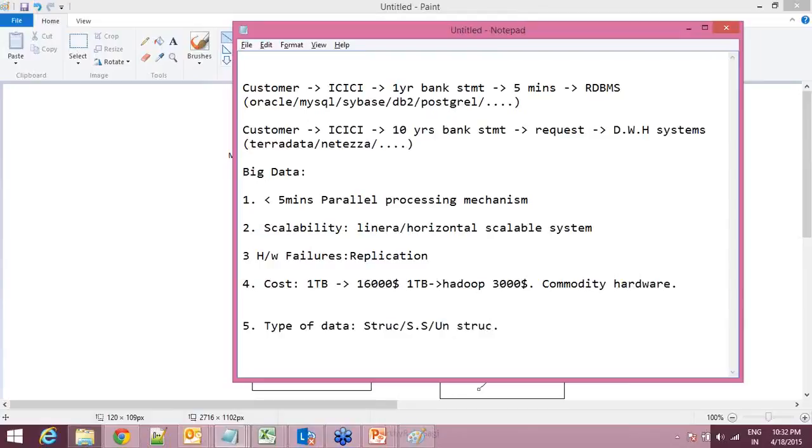Unstructured data means data which doesn't have any schemas, no meaning, no metadata. It's simple raw data in flat files. And it could be in any format. It could be text format, binary format, compressed format, document format. So Hadoop has the capability to process any type of data.